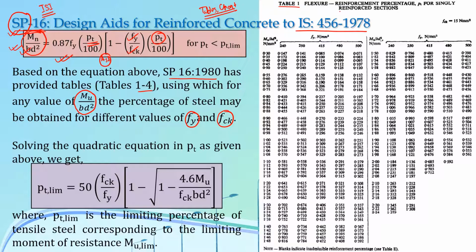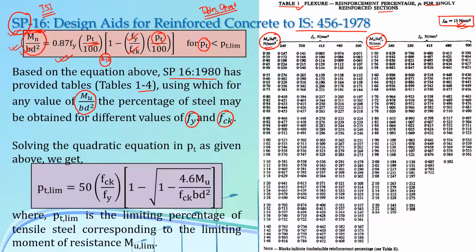If you see table 1, which is the reinforcement percentage for singly reinforced section, it gives you the value of percentage of steel reinforcement for concrete grade 15 Newton per mm square. In table 2, it is given for 20, in table 3 for 25, in table 4 for 30. So I have only presented here table 1. If you see here, the value of Mu by Bd square in Newton per millimeter square. Check this unit once yourself.